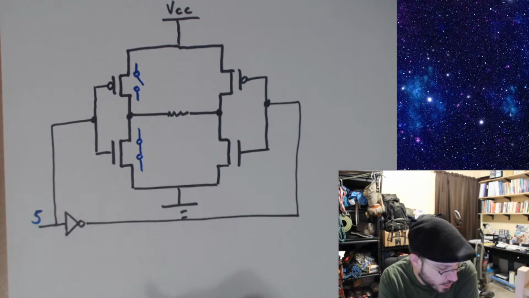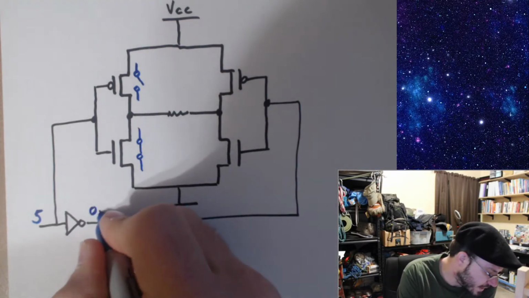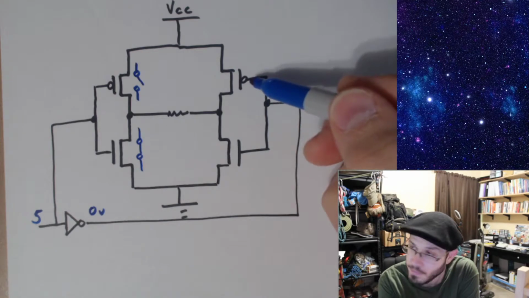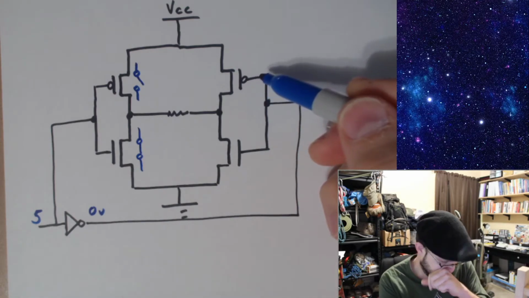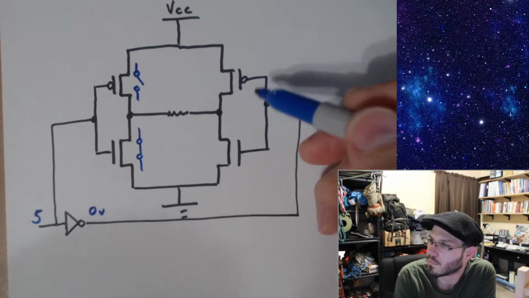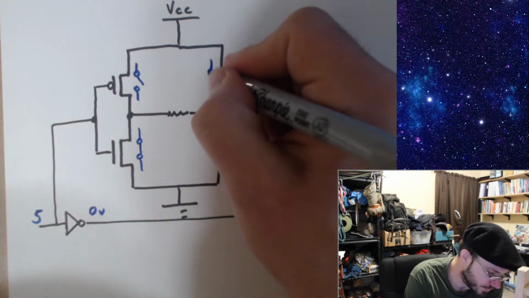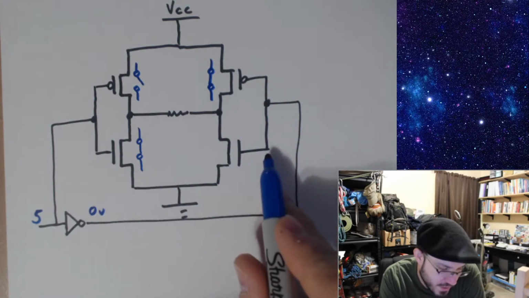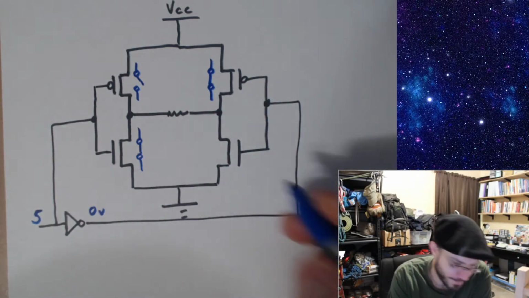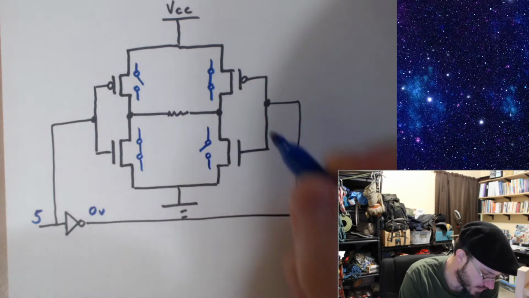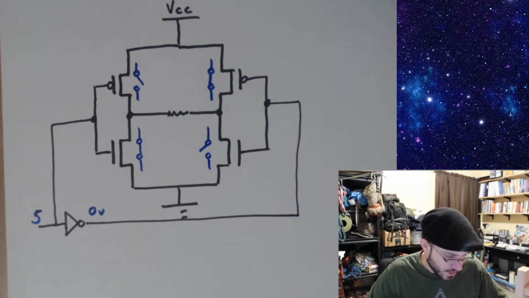Okay, 5 volts into an inverter. The output is 0 volts. I get 0 volts over here. 0 volts into a P channel. Open or closed? Closed. 0 volts into an N channel. Open. Sweet. Check this out.